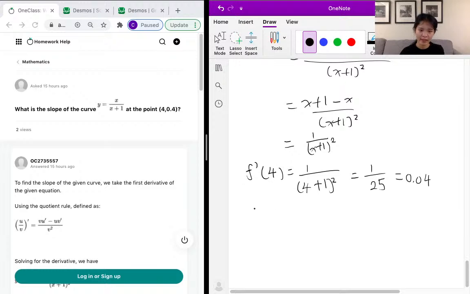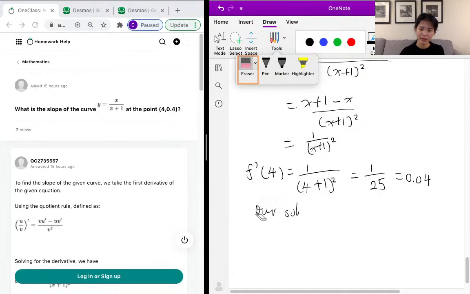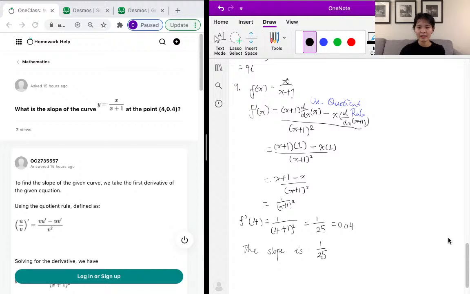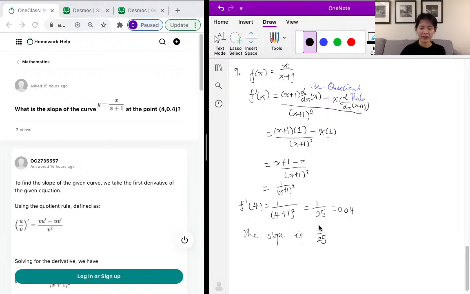Nice, and this is our slope. So our slope, oopsie, I don't want to spell slope wrong. The slope or the gradient, it's just 1 over 25 or 0.04 if you prefer decimals. Alright, so this is our solution over here.